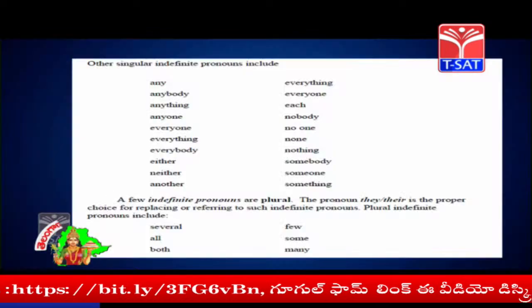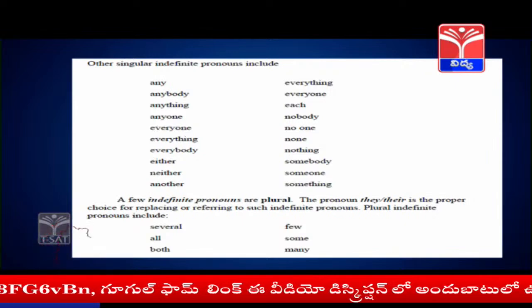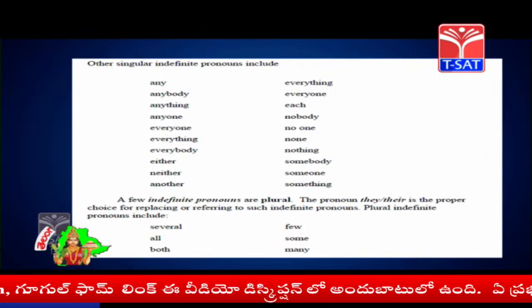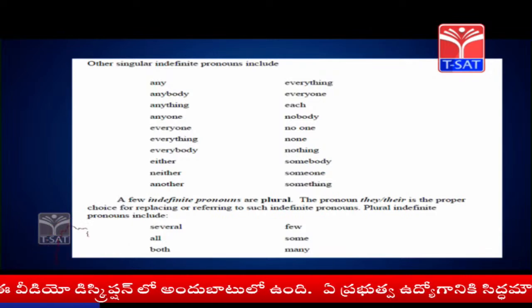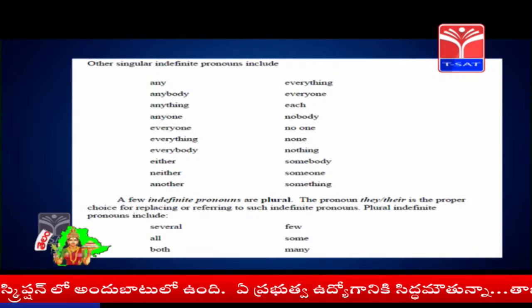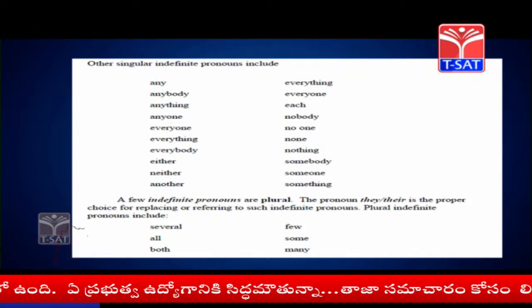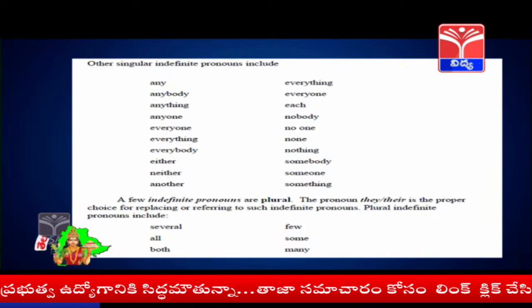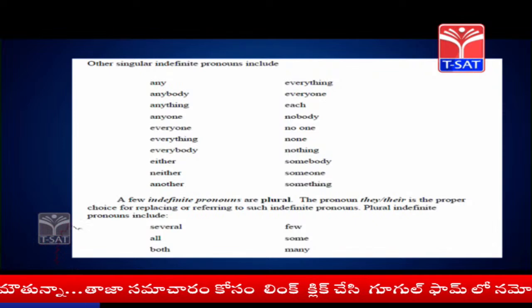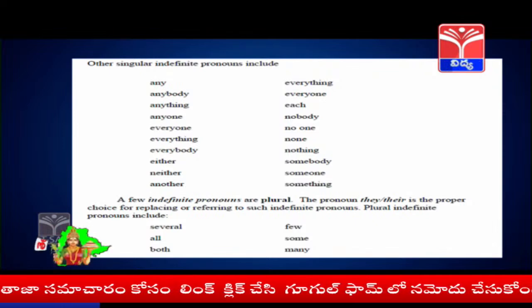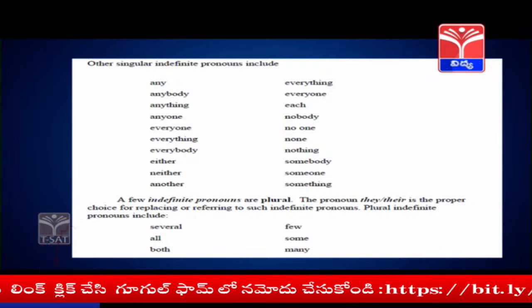You can see the table here, some of the examples which are being given here, right? Singular: any, anybody, anything, anyone, everyone, everything, everybody, either, neither, another. Some other indefinite pronouns: each, nobody, no one, none, nothing, somebody, someone, and something, right? And a few indefinite pronouns are plural. You can see them in this table.